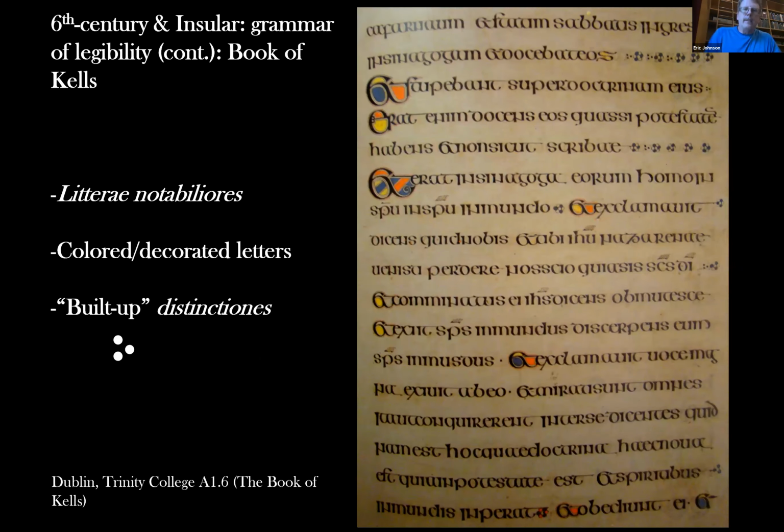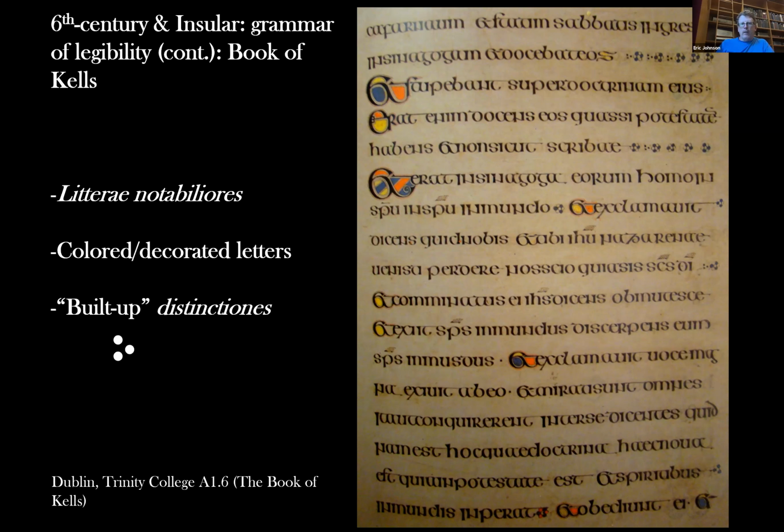Other forms of things that work to create a grammar of legibility in insular script are the increasing use of what are called litterae notabiliores, or more notable letters. These are larger letters, and you can see these slightly bigger all the way throughout the text at various points. Often these litterae notabiliores would be signaled even further through the application of color.